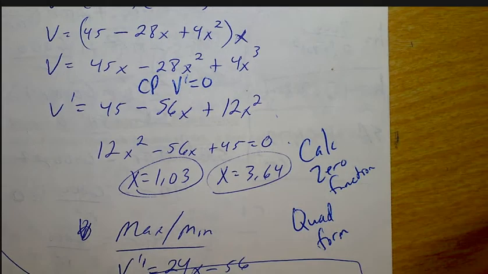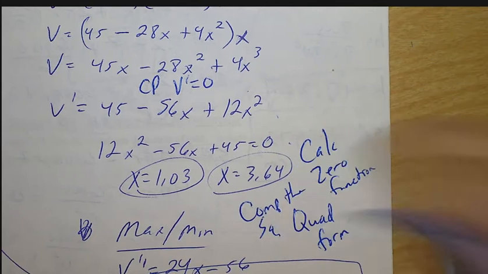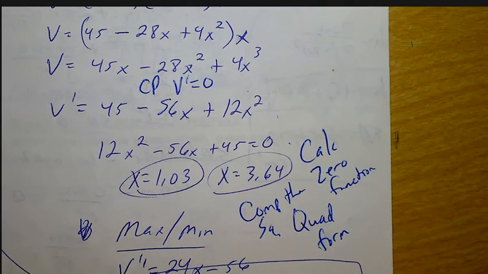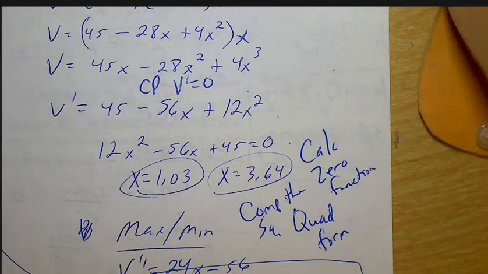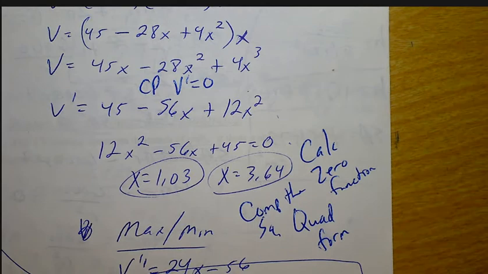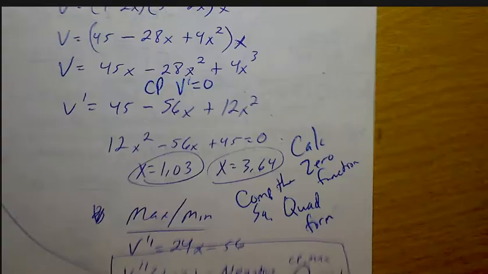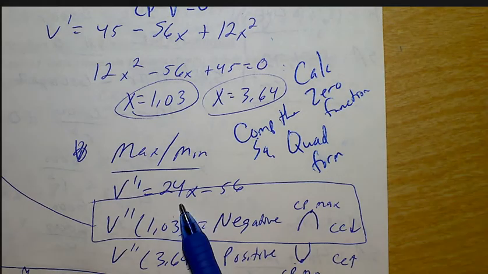Now, which one's a max, which one's a min? So what I do is my second derivative test. I take the second derivative, which is 24x minus 56. I substitute 1.03 in for x, then 3.64 in for x in the second derivative. One of them I got a negative answer, the other a positive answer. Negative means I'm concave down, positive means I'm concave up.